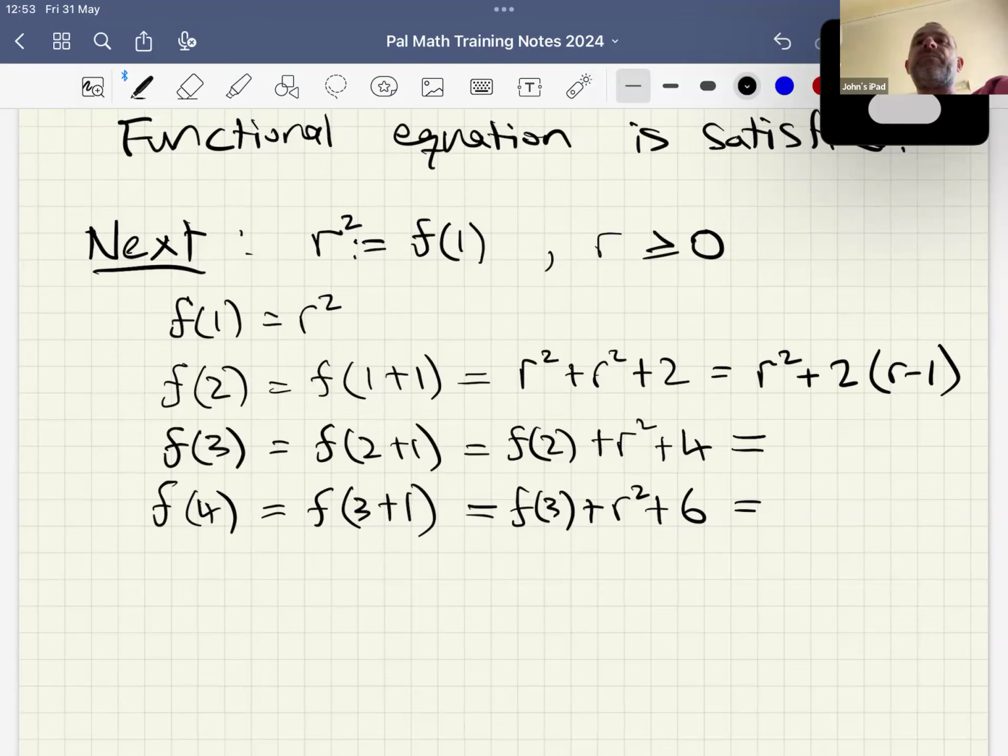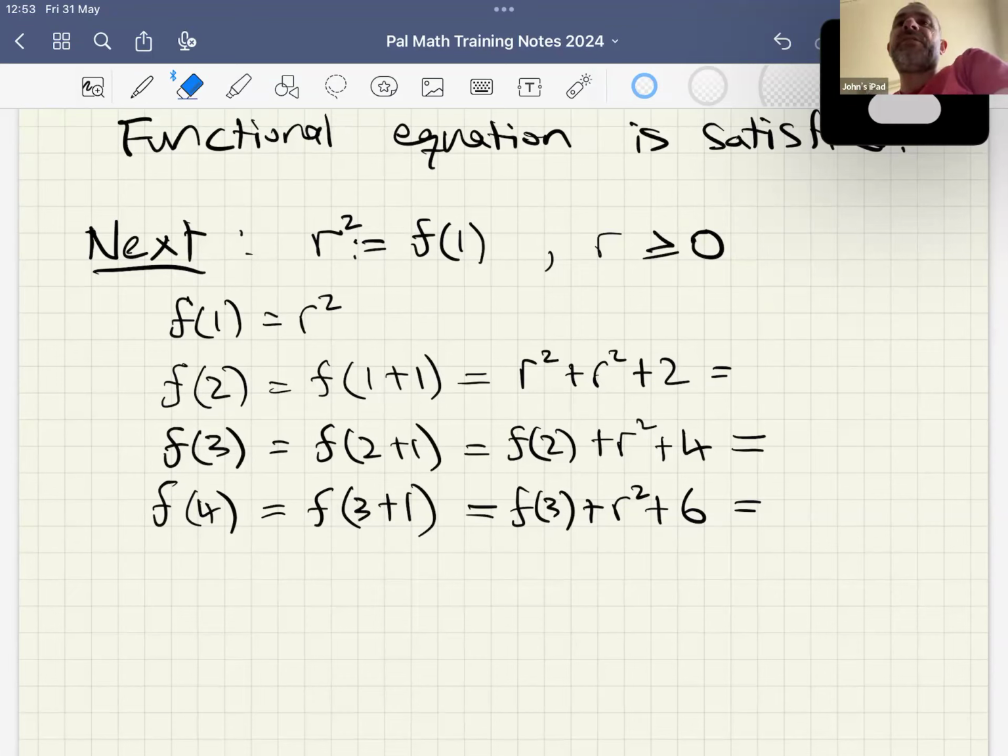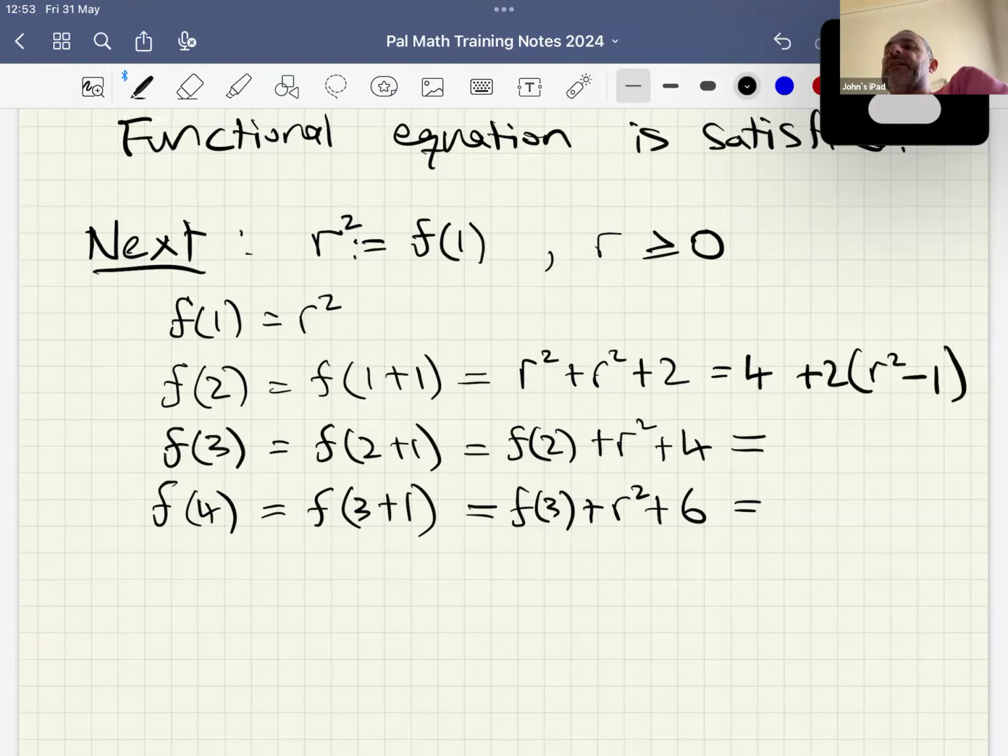No. It does not make sense. No, here's what you get. You get 4 plus 2 into r squared minus 1. Okay, you got the 2r squared, and then 4 minus 2 is 2. And then you can do the same thing with the second one. It turns out to equal 9 plus 3 into r squared minus 1.